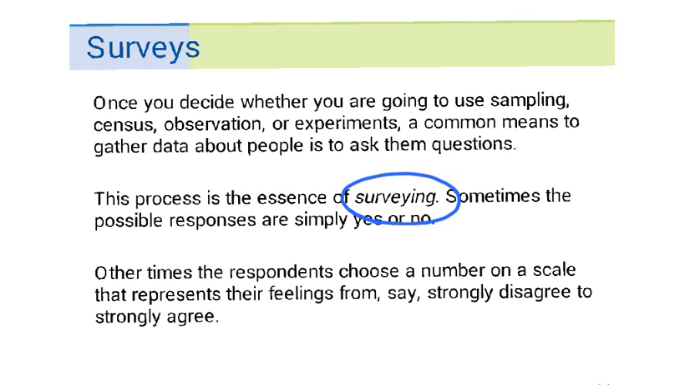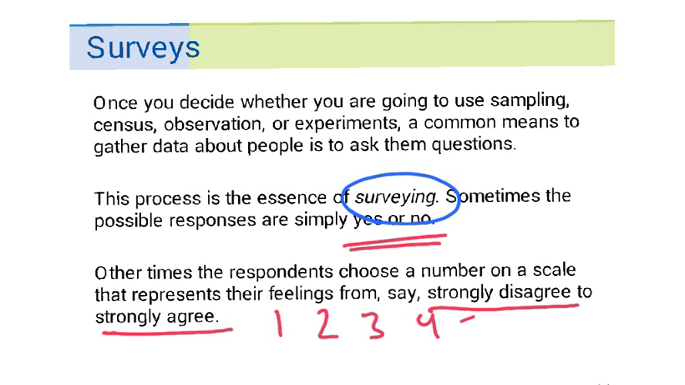questions that have as a possible response simply yes or no. Or we might have individuals choose to respond on some sort of scale. So you've seen these before, from strongly disagree to strongly agree. And maybe we have them rate 1, 2, 3, 4, 5, where 1 is strongly disagree, 2 is disagree, 3 is neutral, 4 is agree, 5 is strongly agree, right? So we're applying some sort of number.